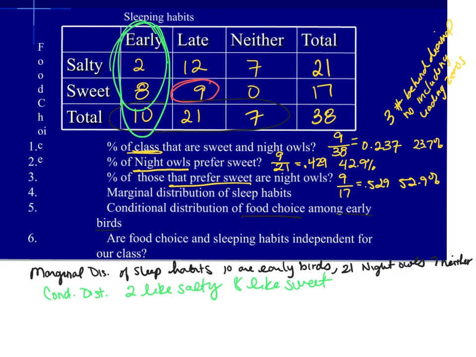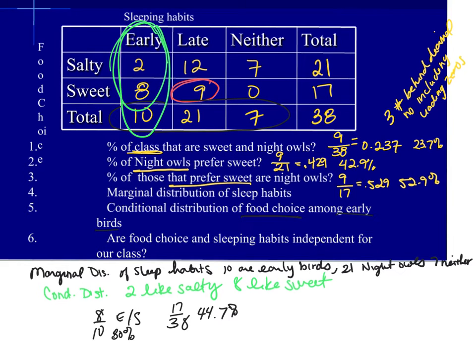Are food choice and sleeping habits independent for our class? So we can look at that and see we have 8, we can pick any of them. So what percent of the early birds like sweet? Well, that's 8 out of 10, right? 8 out of 10 early birds like sweet, but 17 out of 38 in the whole class like sweet. If those percentages are equal, then we're looking at something that's independent. But 17 out of 38 is 44%, and 8 out of 10 is 80%. So these are not equal.